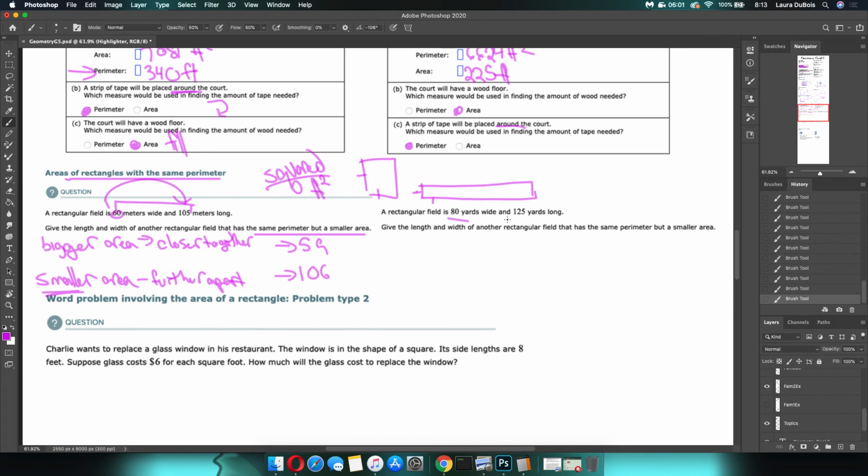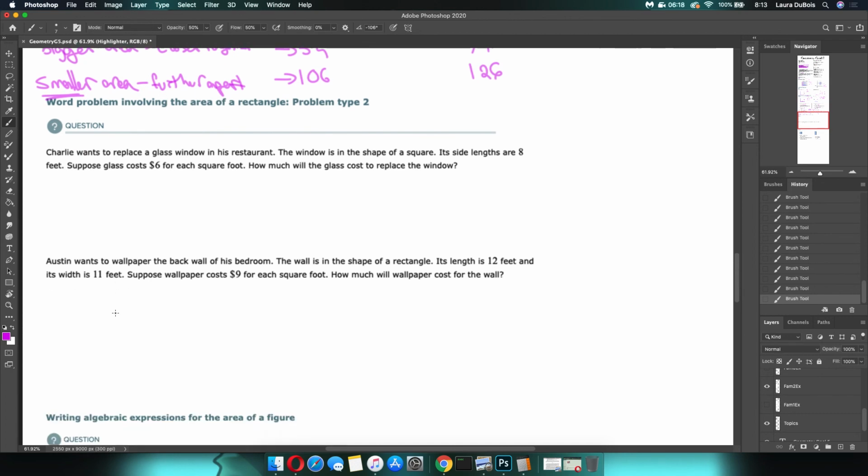Here we have 80 and 125. We want smaller area, so we want it further apart again. So I'm going to pull 1 out and then add it back to the other number. That's all I'm doing. If it was bigger, I would do the same thing, only make the numbers closer rather than further apart. Next up, a couple of word problems.